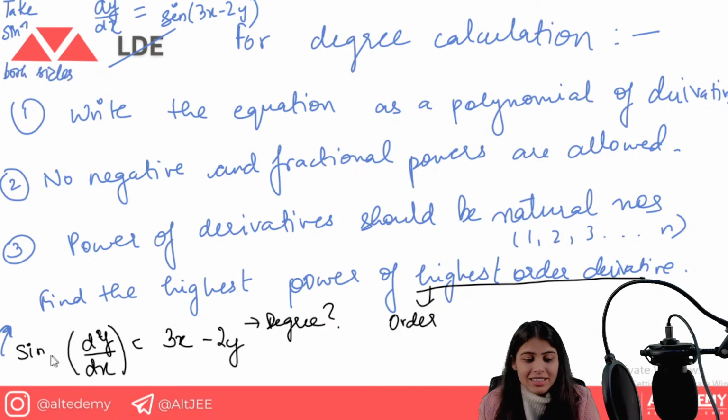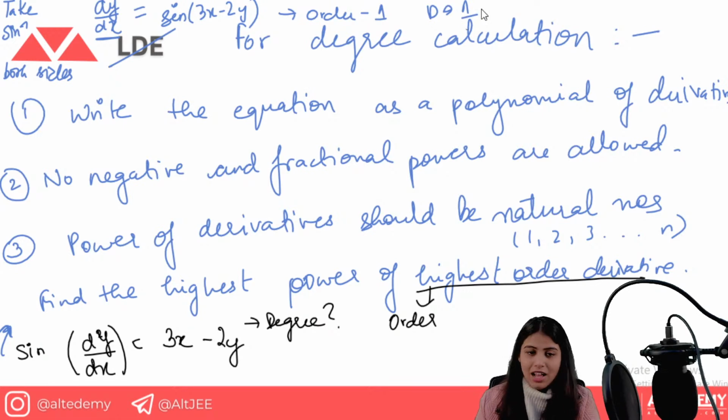What do we get? Sine inverse sine dy by dx, it will become dy by dx. Now here you will get sine 3x minus dy 2y. Now what do you get? That dy by dx is the highest differential term. So the order is 1 here and the degree is 1 here, because the power of this order is 1. So this is the answer, 1.